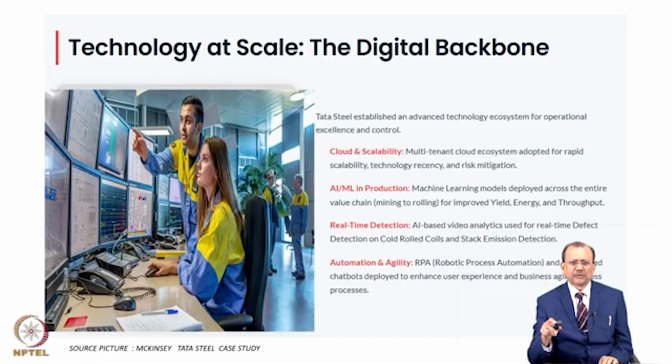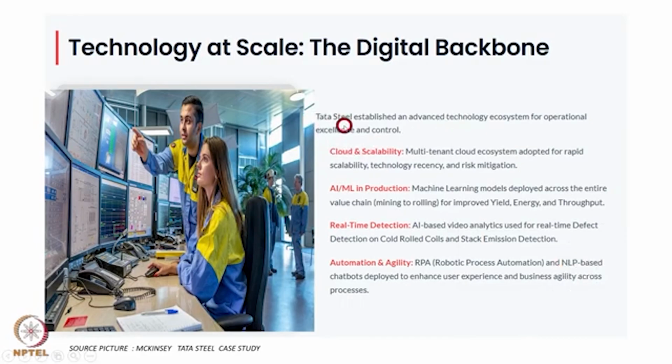So this is the technology at scale in Tata Steel, for which I have taken one of the case studies of Tata Steel, which was published in Harvard. And this picture I have taken from the Tata Steel case study published by McKinsey. You can see how they are working on the digital platforms, or how their entire operation is being governed by this kind of visuals.